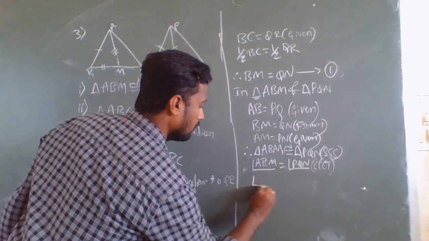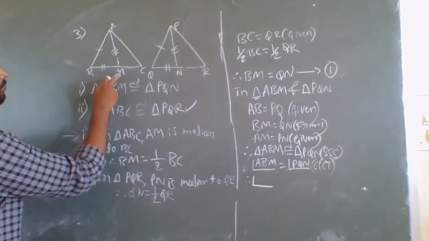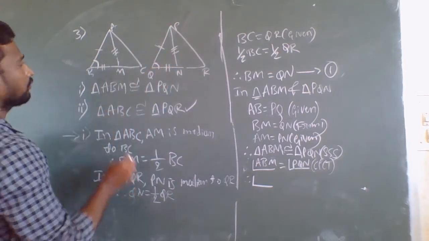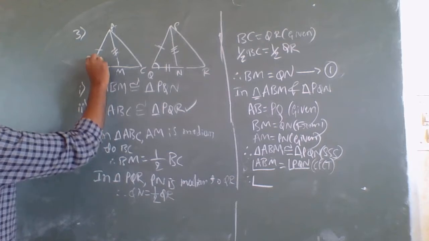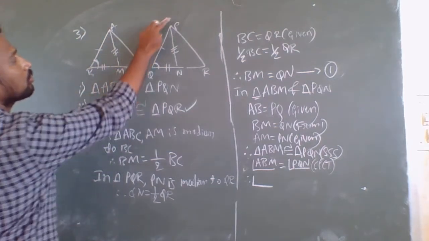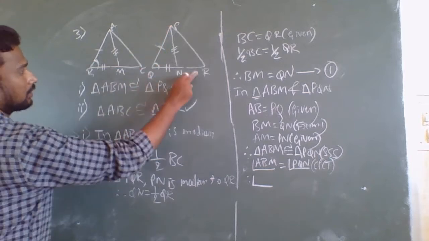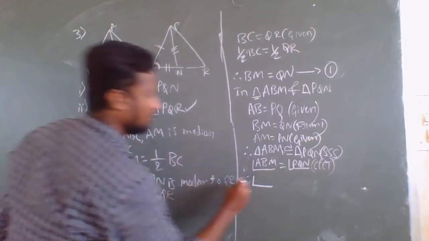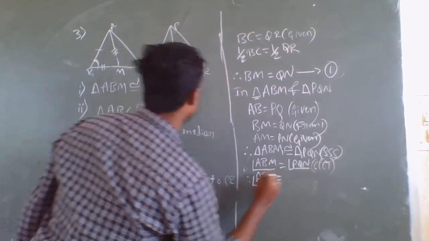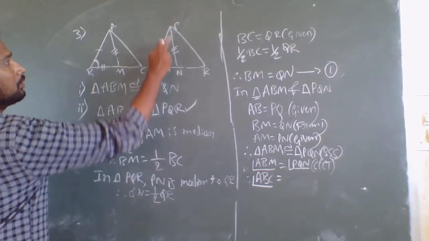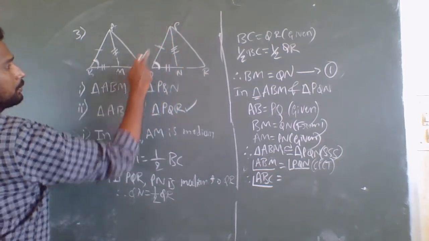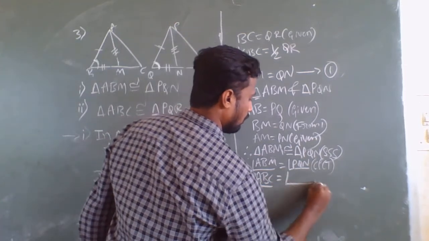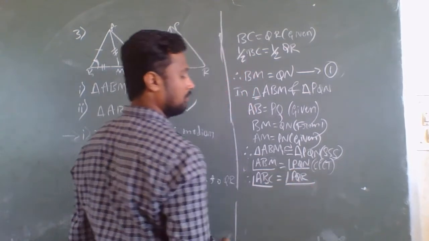Now you can write that, if this angle ABM is equal to this angle PQN, then angle ABC is this angle only. ABC is equal to PQR, the same angle. In the place of ABM, I will write ABC. Therefore, ABC is equal to PQN, and in the place of PQN, I will write PQR. Therefore, here I will write angle PQR.